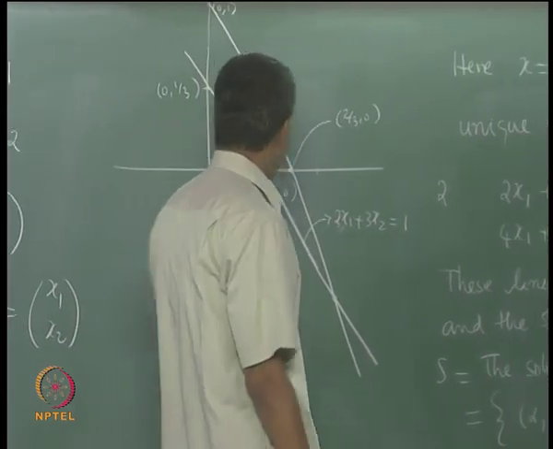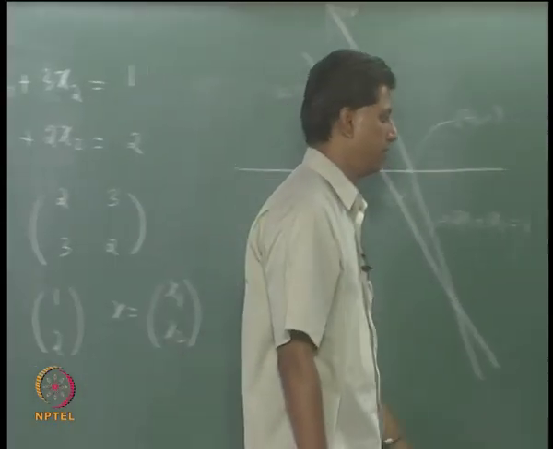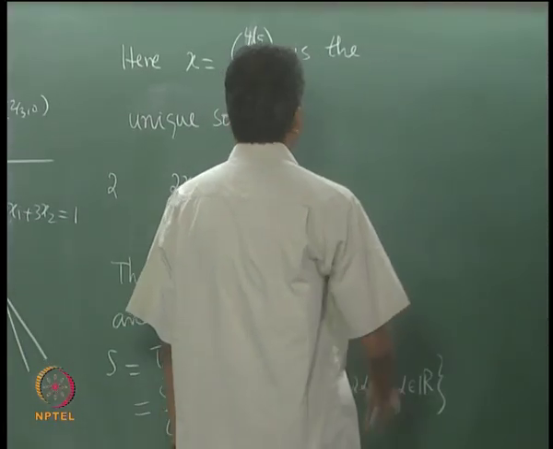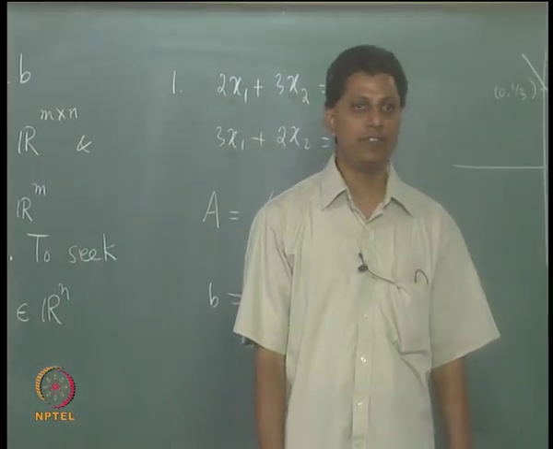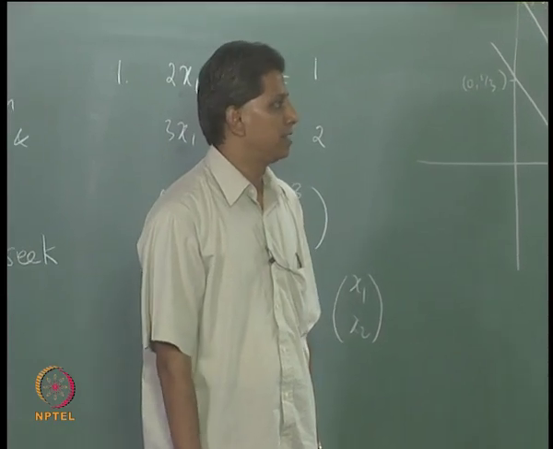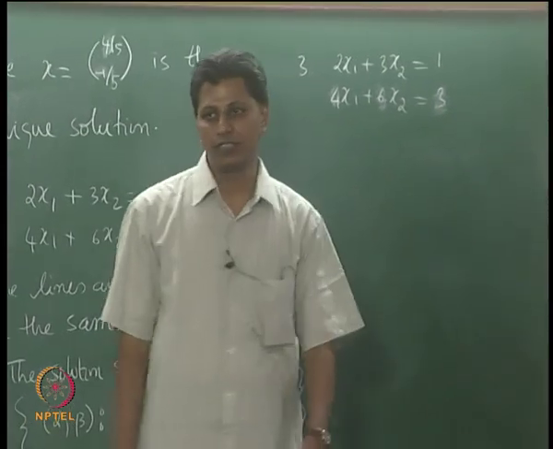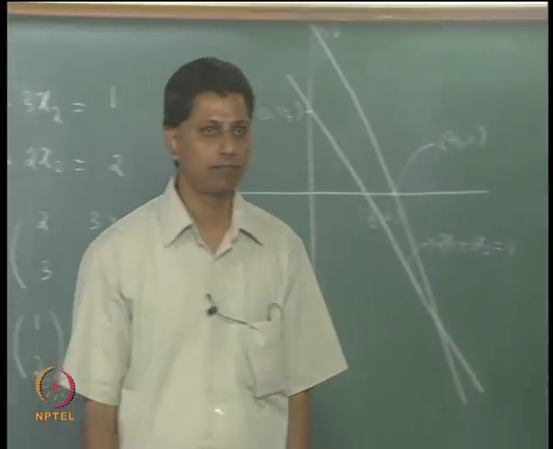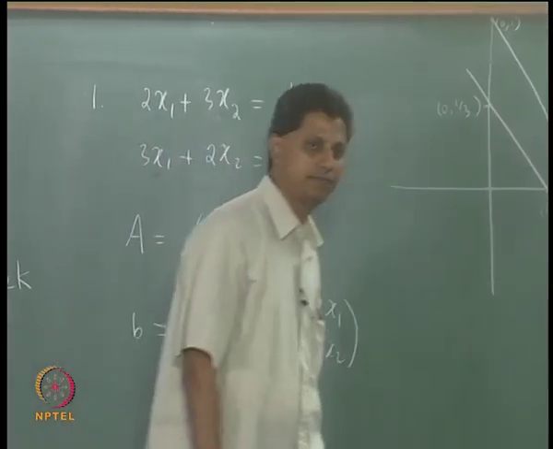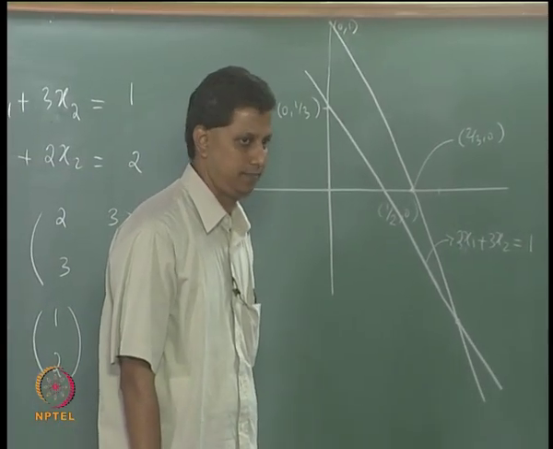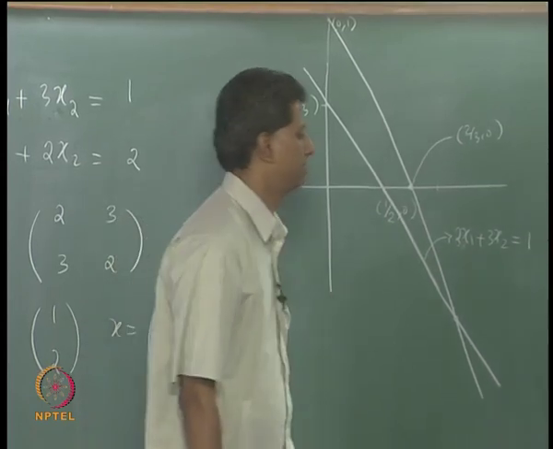One final example. There is a unique solution, that is the first example, and infinitely many solutions, the second example. The last example is where there is no solution. Let us say I have 3 here. On the left it is 2 times the previous equation, on the right it is 3 times the previous equation, so these do not have a solution. So what is the geometric viewpoint? Please think it over. These are just parallel lines, right?